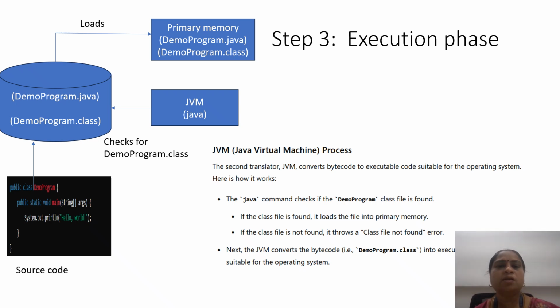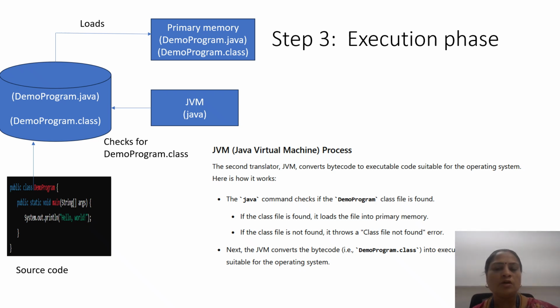So first we will load the file. Every time we have to load the file. Initially the file is in secondary memory. First we load the file from secondary memory. Once the file is found, it will be transferred to the primary memory. Now the java command checks whether the DemoProgram class file is formed. If the class file is found, then it loads the class file into primary memory. Once the class file is loaded, then we can execute it. That is the idea.